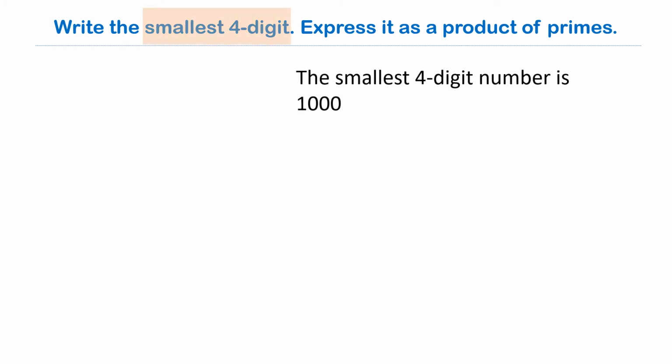Let us solve one more question. Write the smallest 4-digit number. Express it as a product of primes. Everyone knows the smallest 4-digit number. Yes, it is 1000. Now we need to express it as a product of primes. For that, we need to do the prime factorization of 1000.